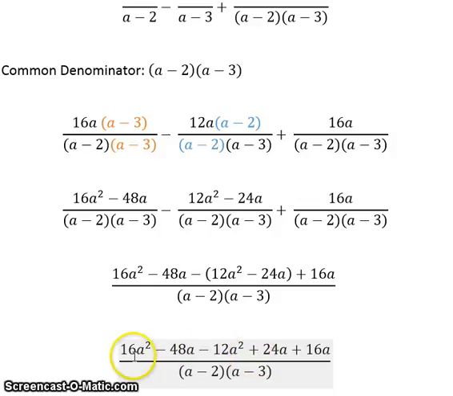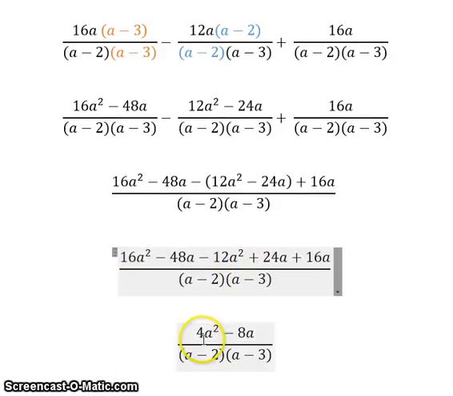And now reduce on top. 16a squared minus 12a squared leaves you with 4a squared. And combine all the a terms. Minus 48 plus 24 plus 16 leaves you with minus 8a.